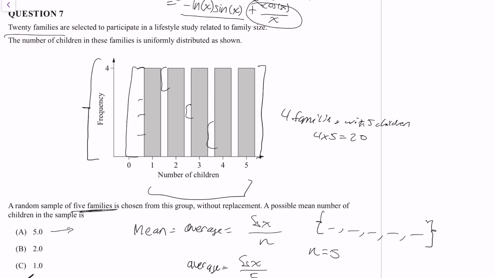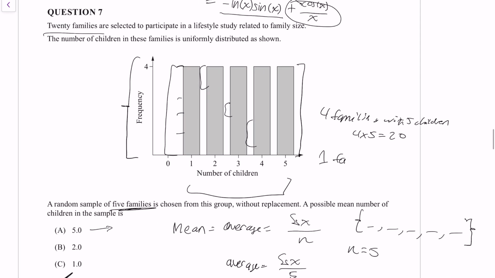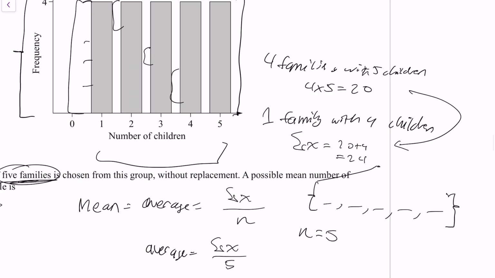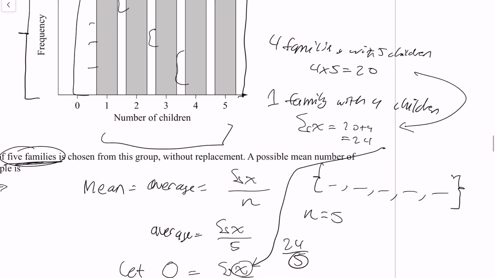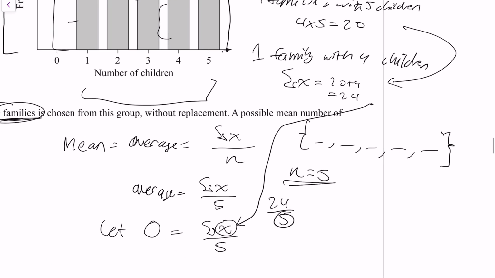So in this case, we have to think, okay, what's the next highest number of children we have? We can pick one family to fill in for the random sample of 5 families that we need. So one family can have 4 children, right? And so we just add that to the sum total of this x. 20 plus 4 is going to be 24. And then from that, we know the average is going to be 24 divided by 5, the sample size, the n value.